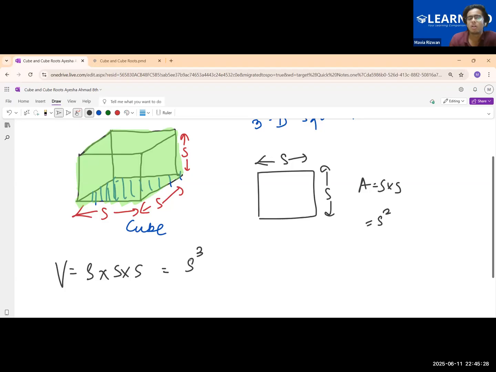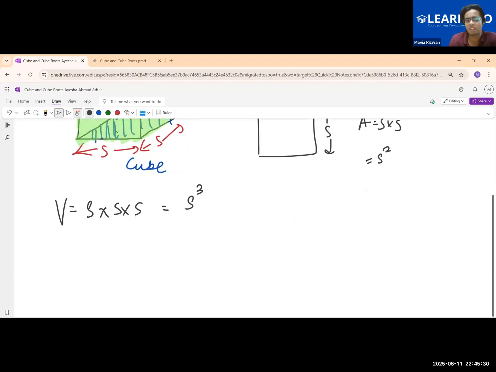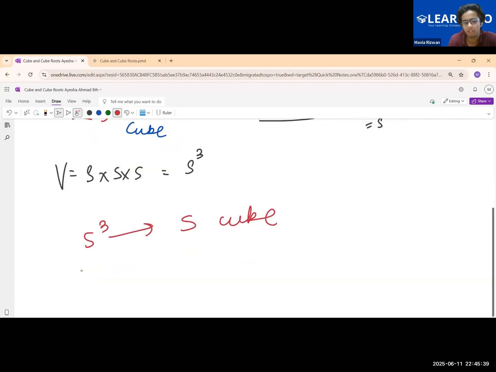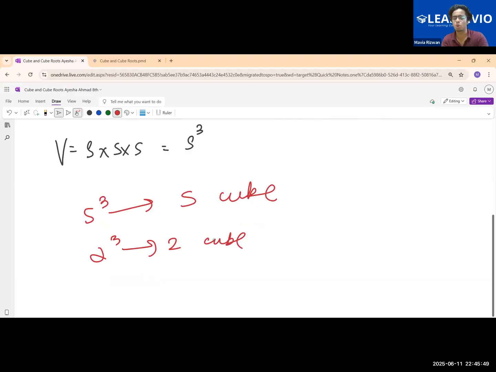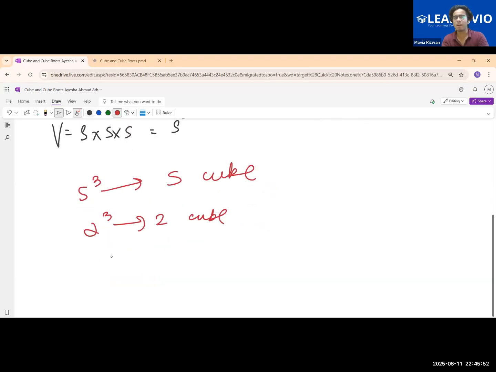s to the power 3 is known as s cube. Like 2 to the power 3 is known as 2 cube, as 2 to the power 2 was known as 2 square, and 3 raised to the power 2 was known as 3 square. So 2 to the power 3 is 2 cube, and 4 to the power 3 is 4 cube. Got it? Aisha, what is the difference between square and cube here?